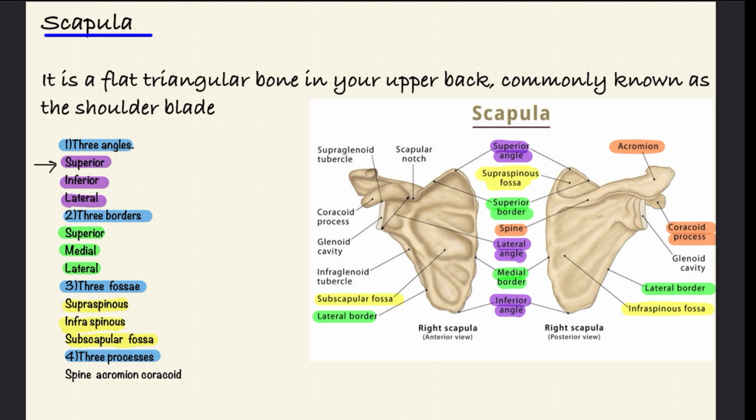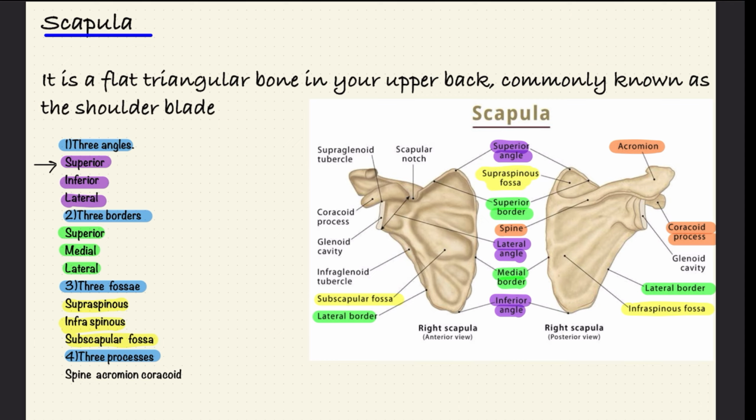So starting with the basic definition, it is a flat triangular bone in your upper back, commonly known as the shoulder blade. तो scapula एक्चुअली में एक फ्लैट ट्रायंगुलर बोन है that is located in our upper back. अब scapula के कुछ बेसिक चीज़ें हमें पता होनी चाहिए, that is how many angles we have, how many borders a scapula has, how many fossae and how many processes are there.